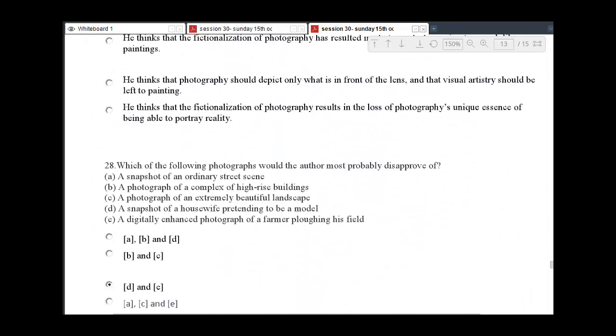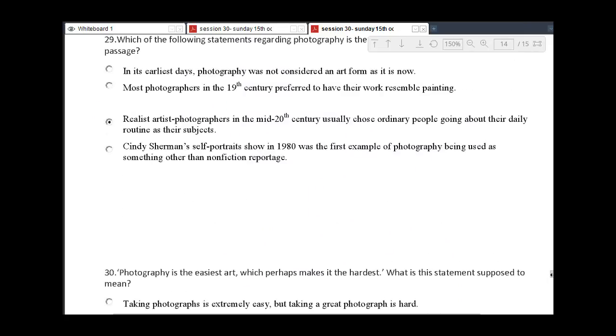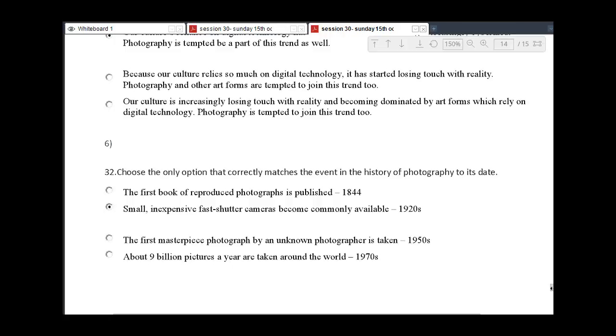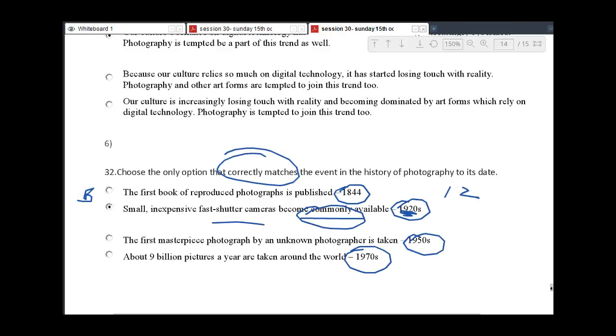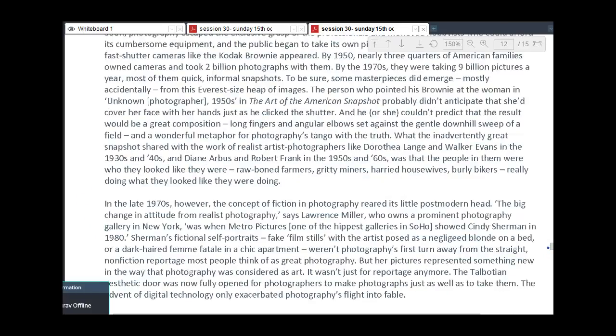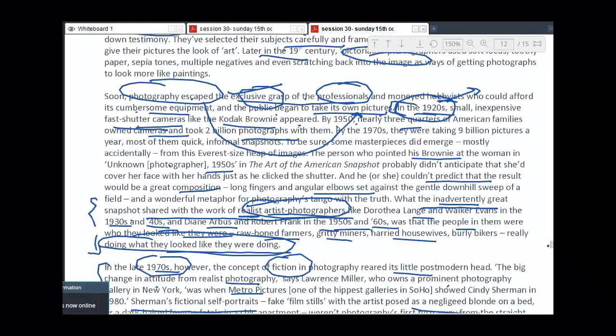Now, the billion picture statement will come to that also, okay? It says billion picture statement, right? Look at the sentence, what it says here. That about 9 billion pictures a year are taken around the world. 1970s. 9 billion pictures taken around the world. By the 1970s, they were taking 9 billion pictures a year.